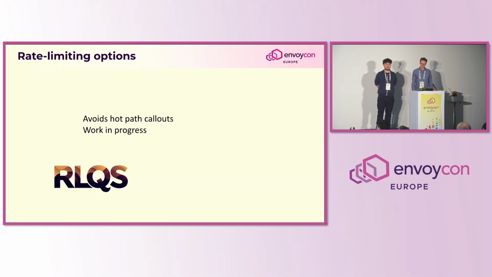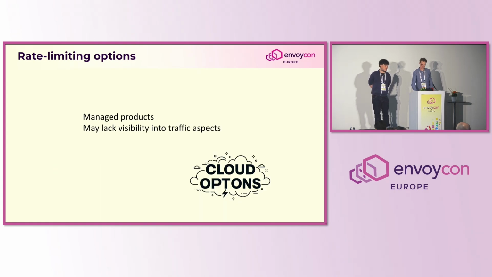So RLQS, the rate limit quota service, we found this pretty interesting. It avoids the latency issues with the global rate limiter by operating outside of the request path. There's an RLQS server that issues quotas to your envoys for each configured bucket, and a feedback loop to aggregate the consumption on each envoy and issue new quotas. However, it's very clearly marked as a work in progress and not ready for production use. But still, it's pretty interesting.